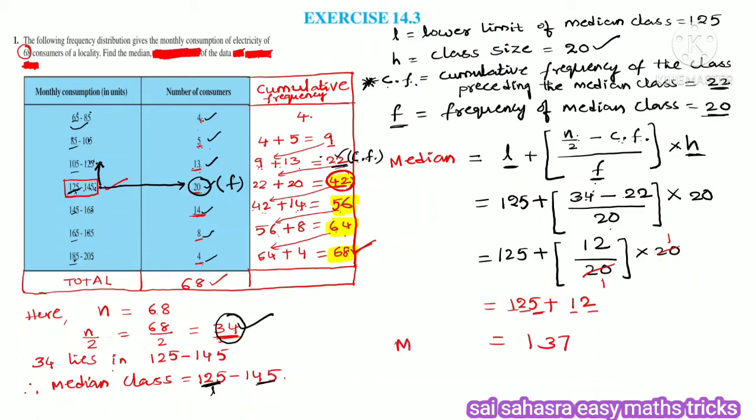This is the median. The median lies in the median class, so between 125 and 145, 137 will come. This refers to monthly consumption, which should be expressed in units. That is why I am writing the answer as 137 units.